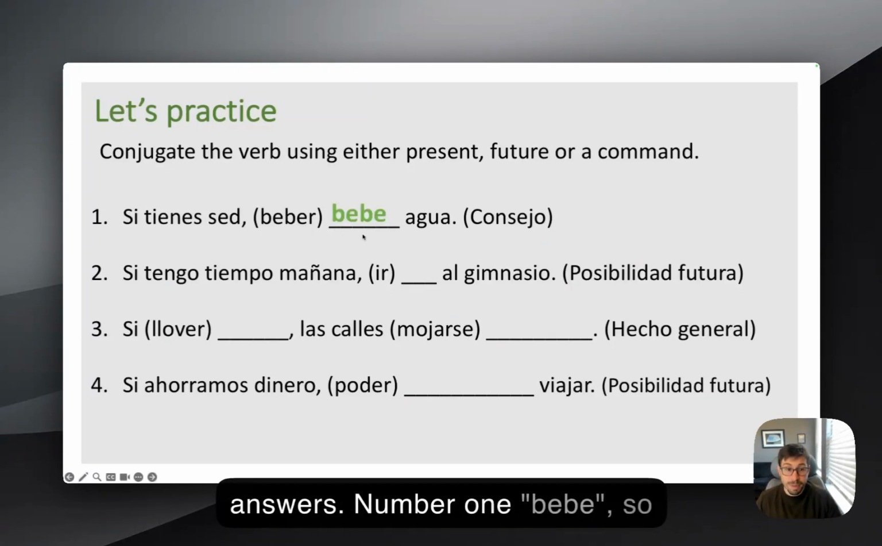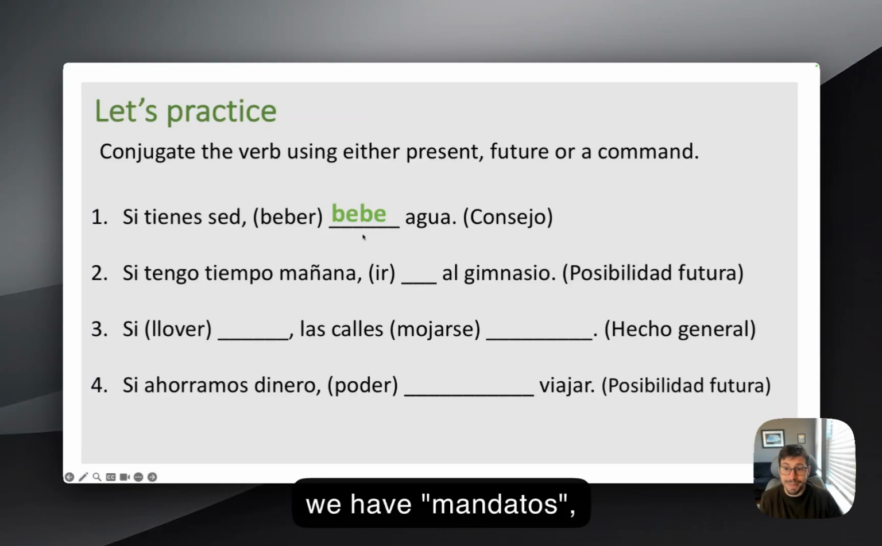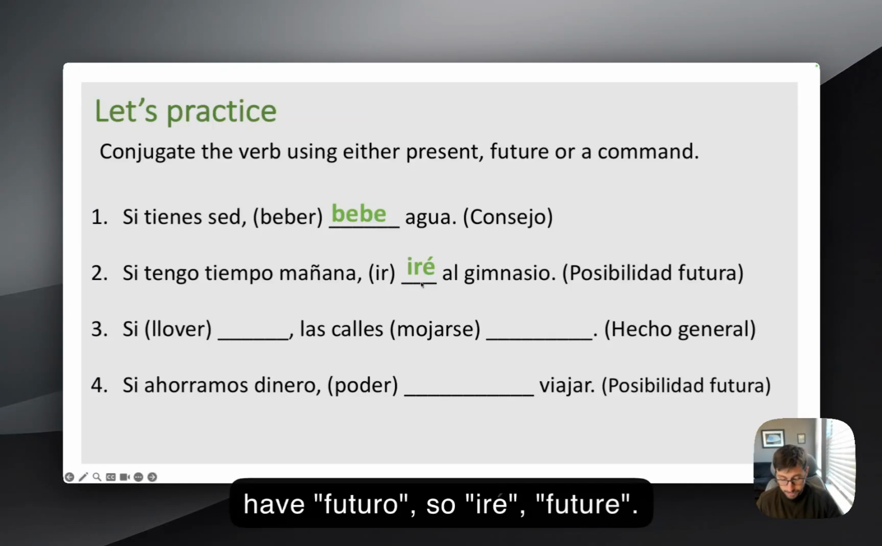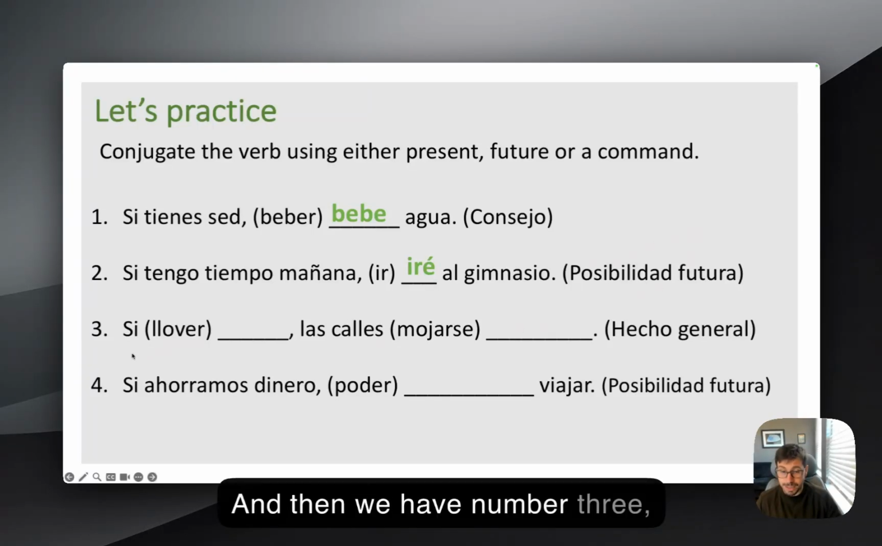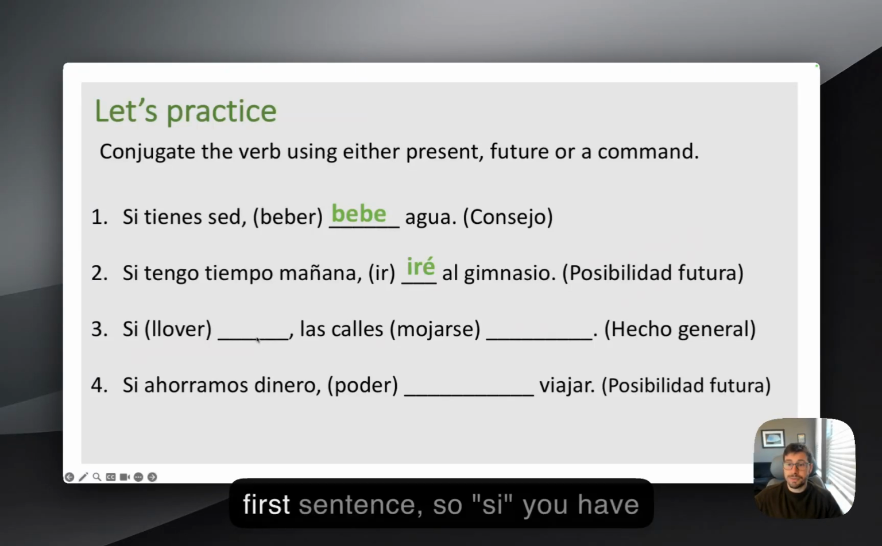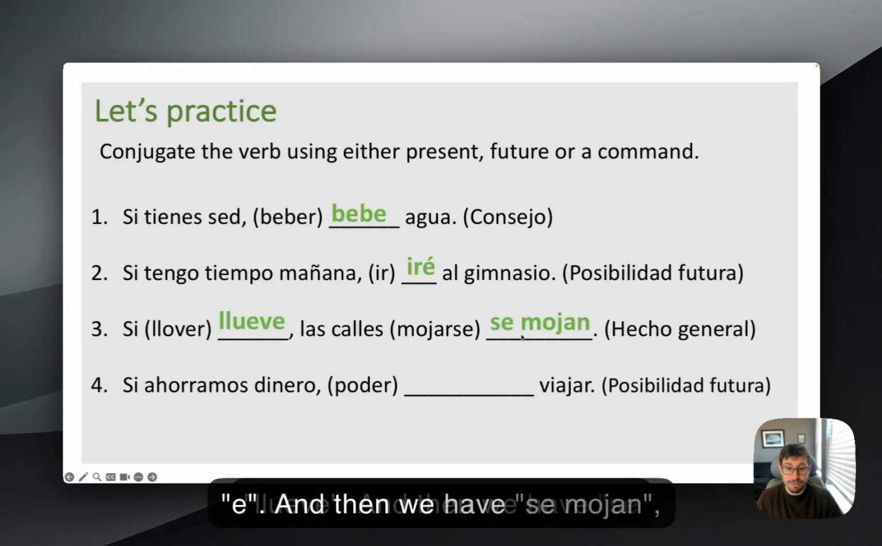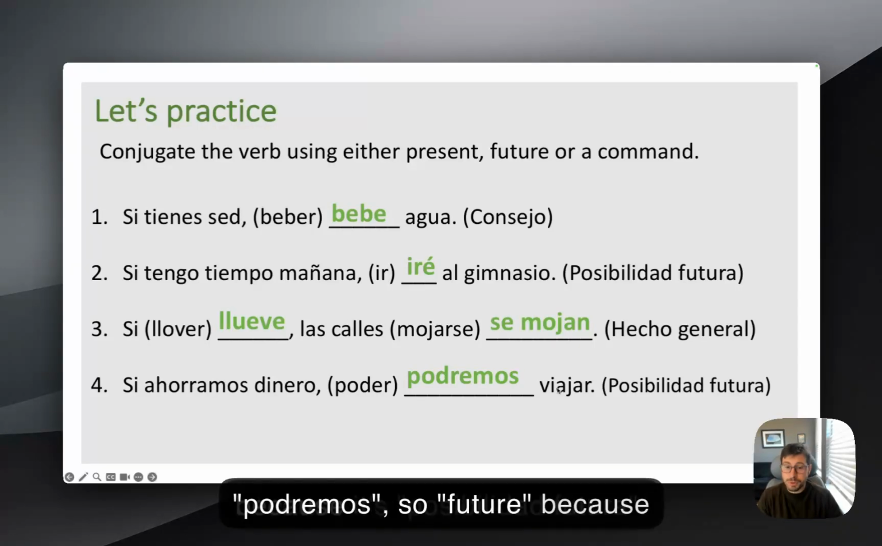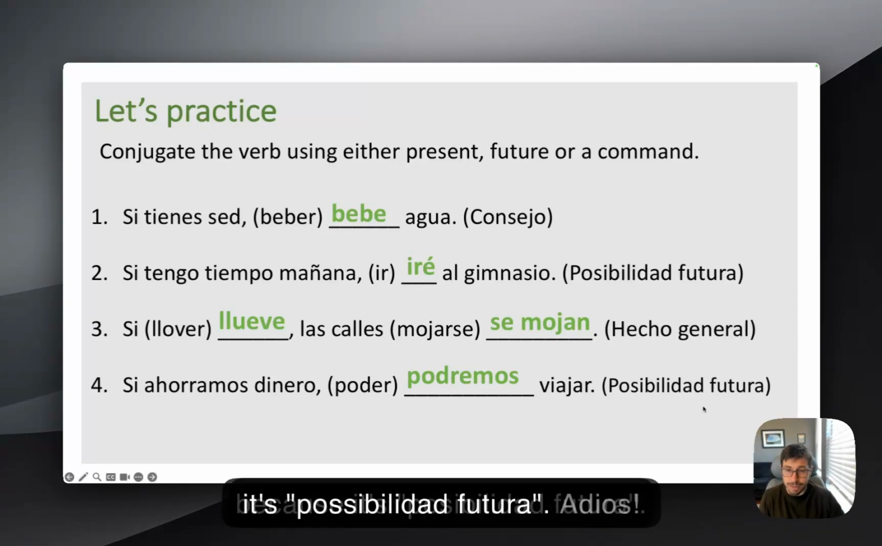Number 1, bebe, so we have mandatos, imperative. Number 2, we have futuro, so iré, future. And then we have number 3, we already know that this has to be present because it's in the first sentence, so si llueve. And then we have se mojan, present, because it's a general fact. And number 4, we have podremos, so future, because it's posibilidad futura.